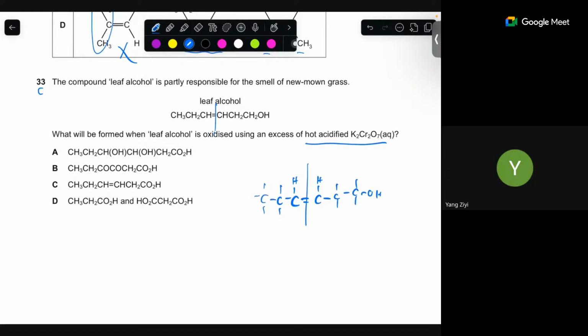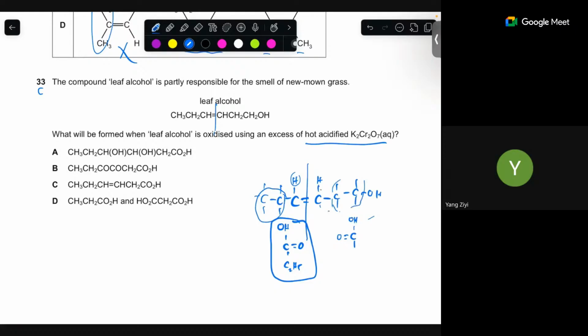Now, when I break this, this is going to be R group. There is H, so this one is aldehyde. So you will get C2H5. And I told you when you have aldehyde, it will be oxidized further to become carboxylic acid. And this part is also going to be aldehyde. But please remember, it will be oxidized further to become carboxylic acid.